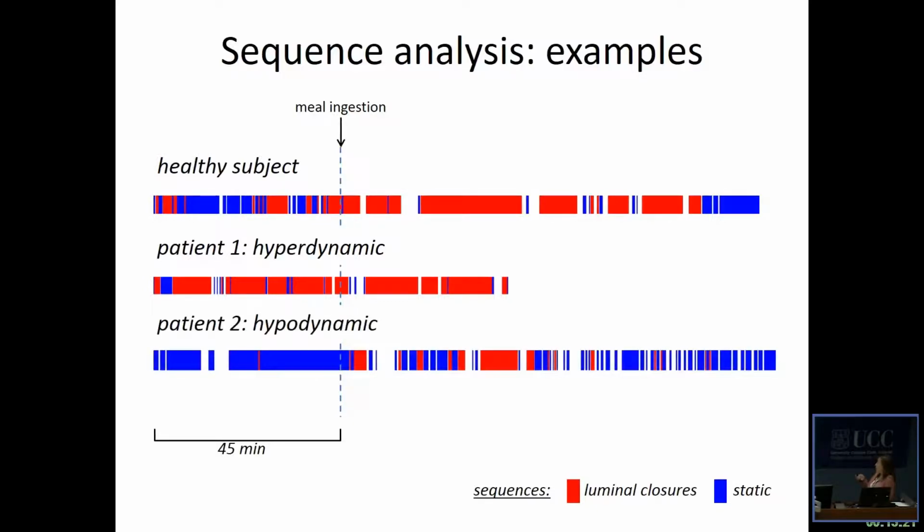And last, this is a hypodynamic case. This patient has a normal length video, but the bowel is not moving. It has very few luminal closure periods or contractile periods, and most of the video, even before the meal, but also after the meal, is mainly static. So the bowel is not contracting as much as a healthy person.